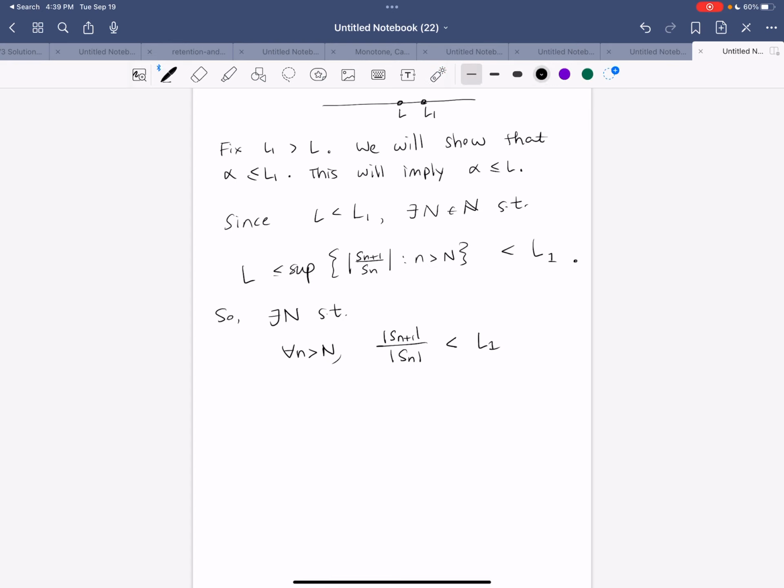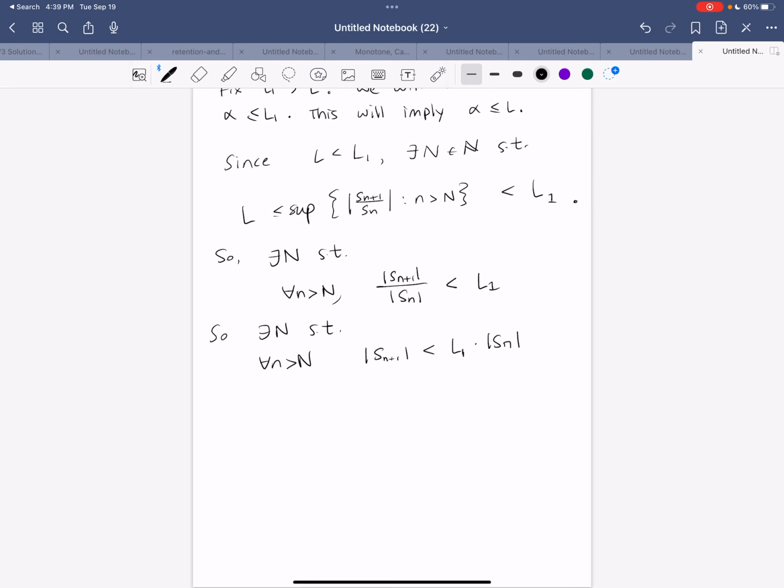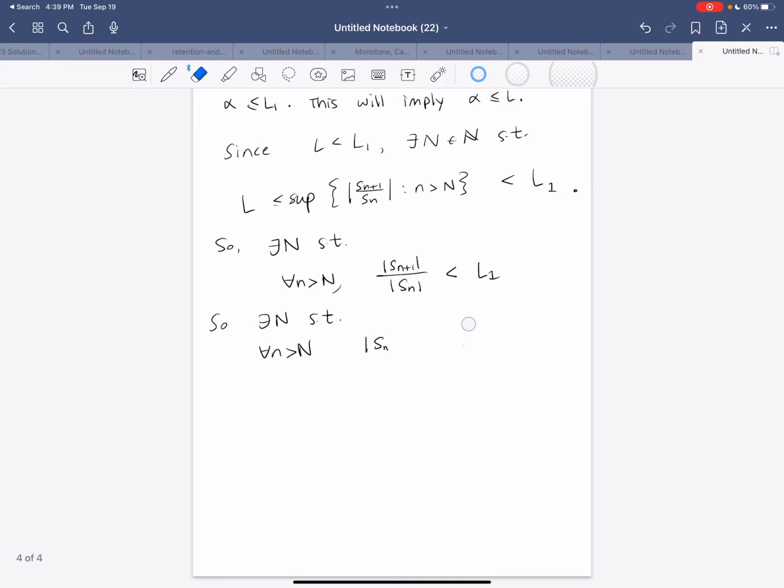Well, that just means there exists an N such that for all n bigger than N, we'll have the absolute value of S_{n+1} is less than L1 times the absolute value of S_n. Okay. But now notice that, or actually, that's true, but it's not helpful.